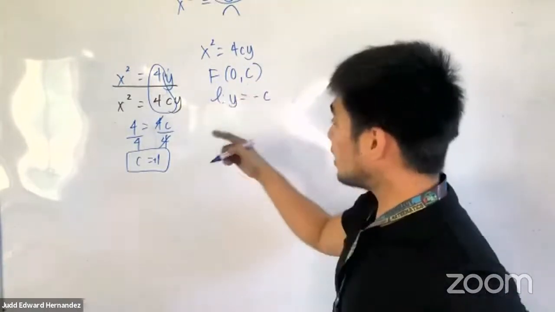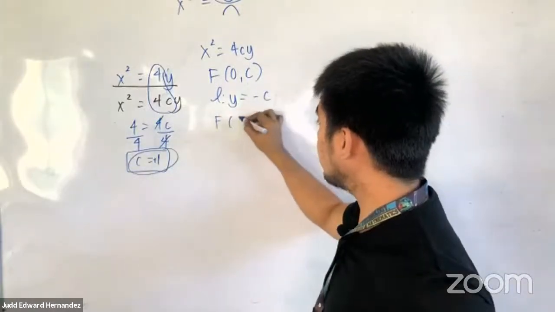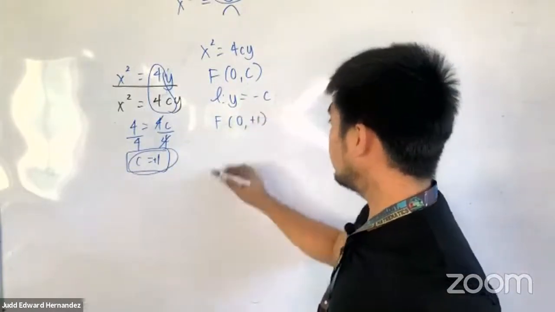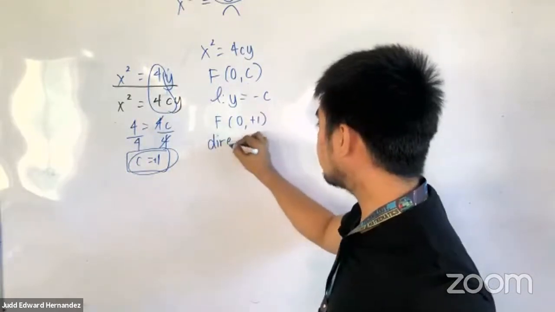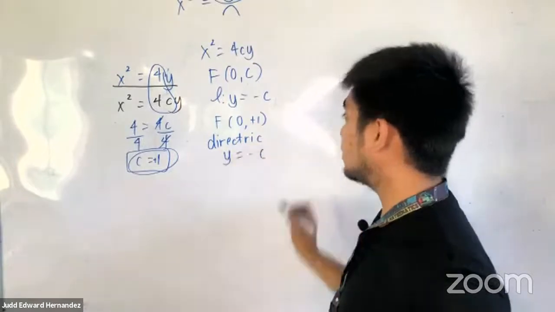Okay. So we now got the value of c. Therefore, the focus is located at (0, positive 1), and the directrix is y is equal to negative 1.